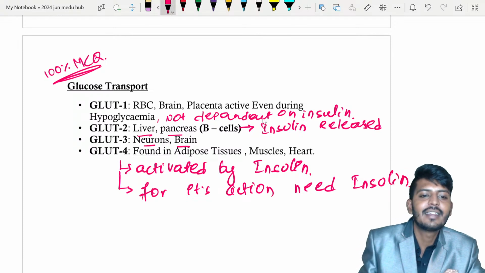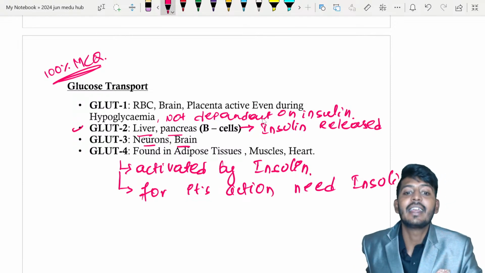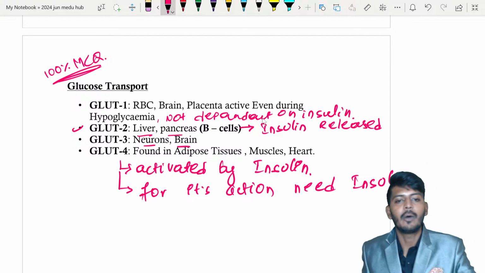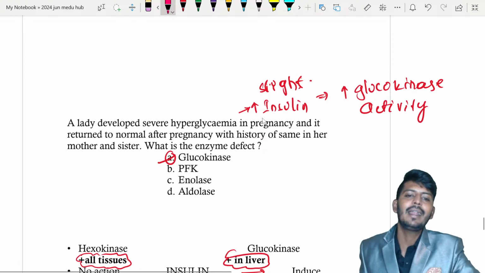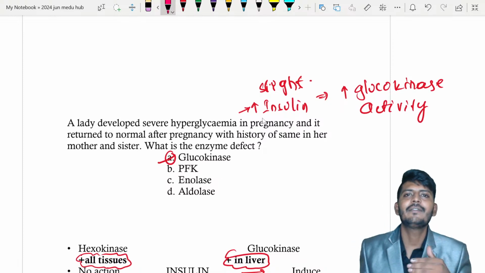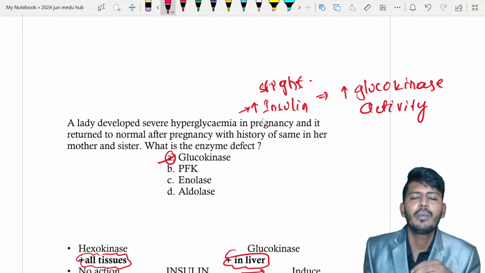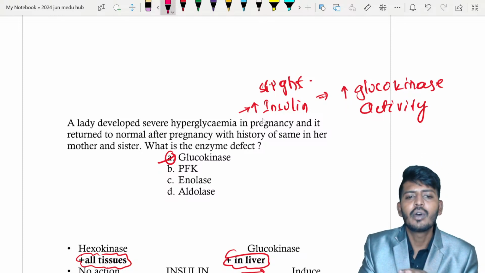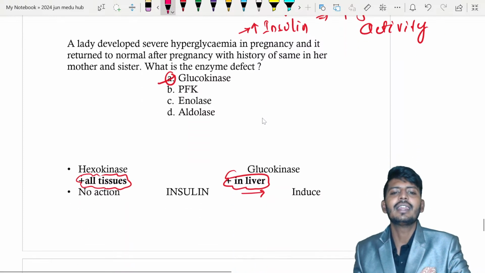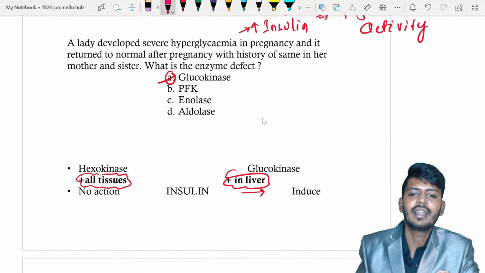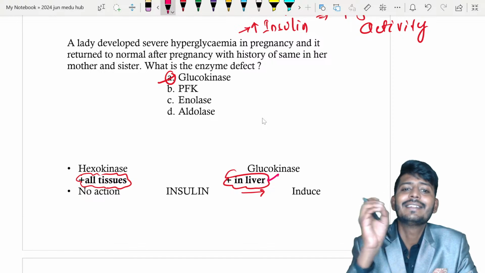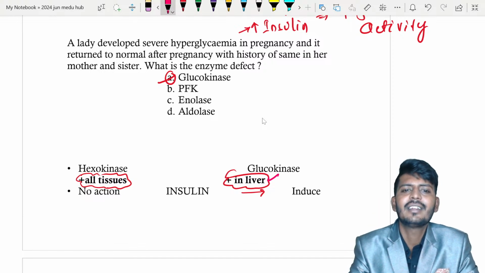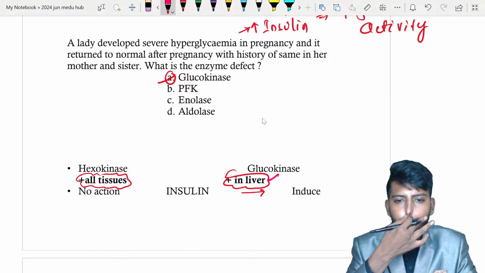Insulin is released via GLUT2, and its action happens through GLUT4. Okay, now the previous question one more time, very simple. This is a pregnant female. In pregnancy there is increased activity of all the hormones. There can be a slight increase of insulin. That insulin increases the activity of glucokinase, which is the reason for developing slight hyperglycemia. It can be found in genetic cases. It is not a very common case.